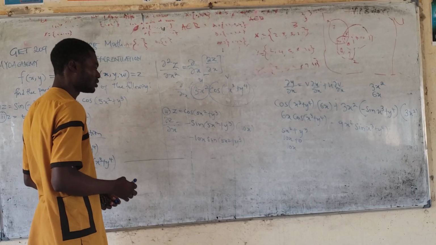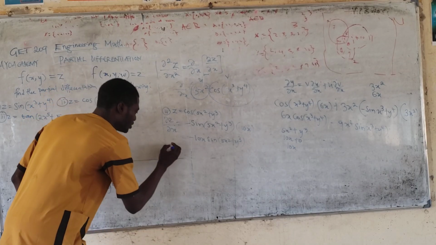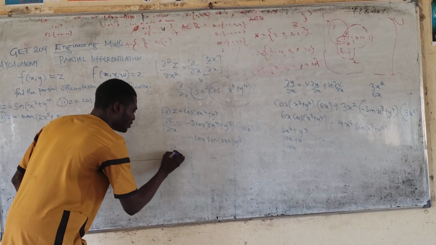Is that taking, everybody? Yeah. Very good. So we have dz over dx.